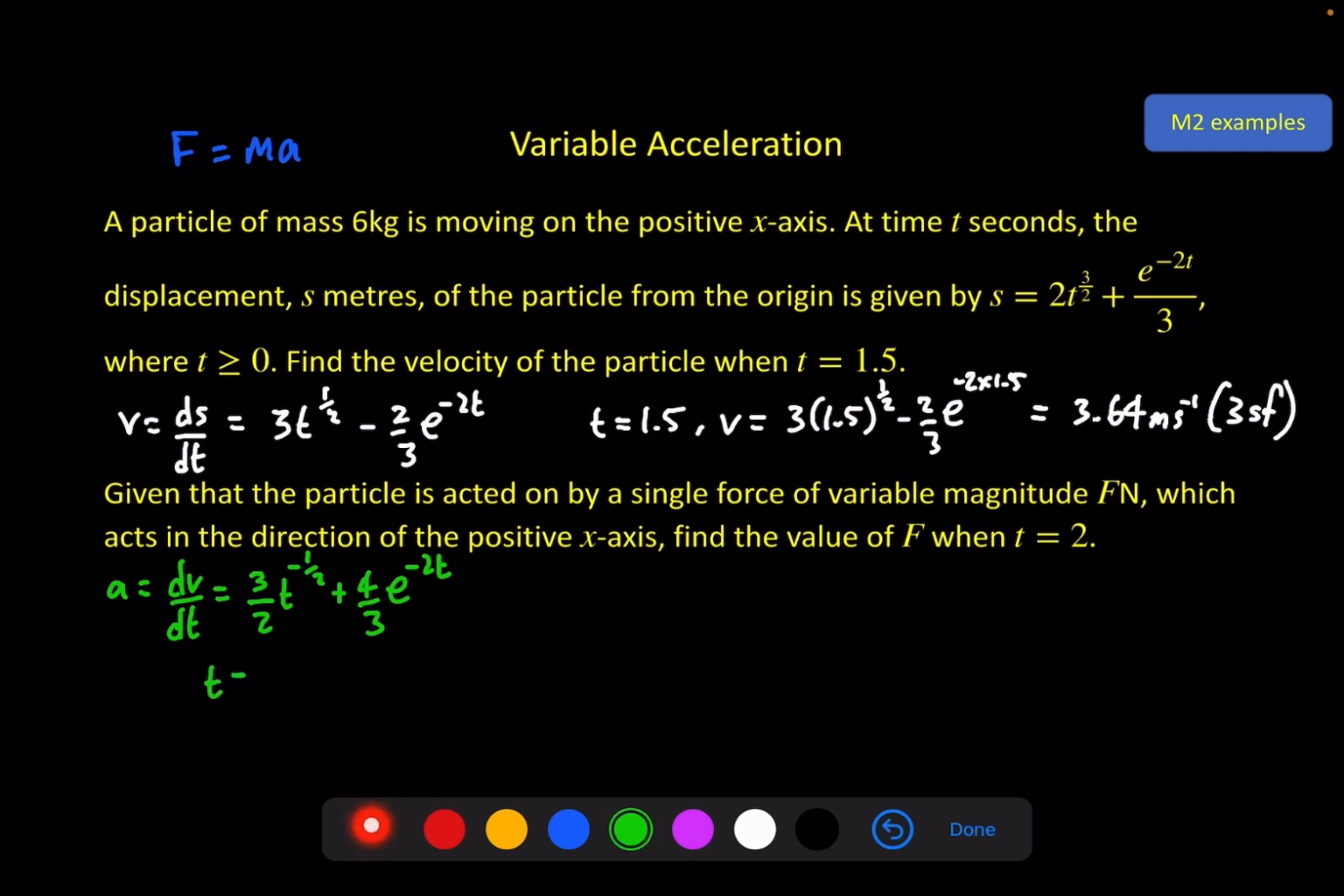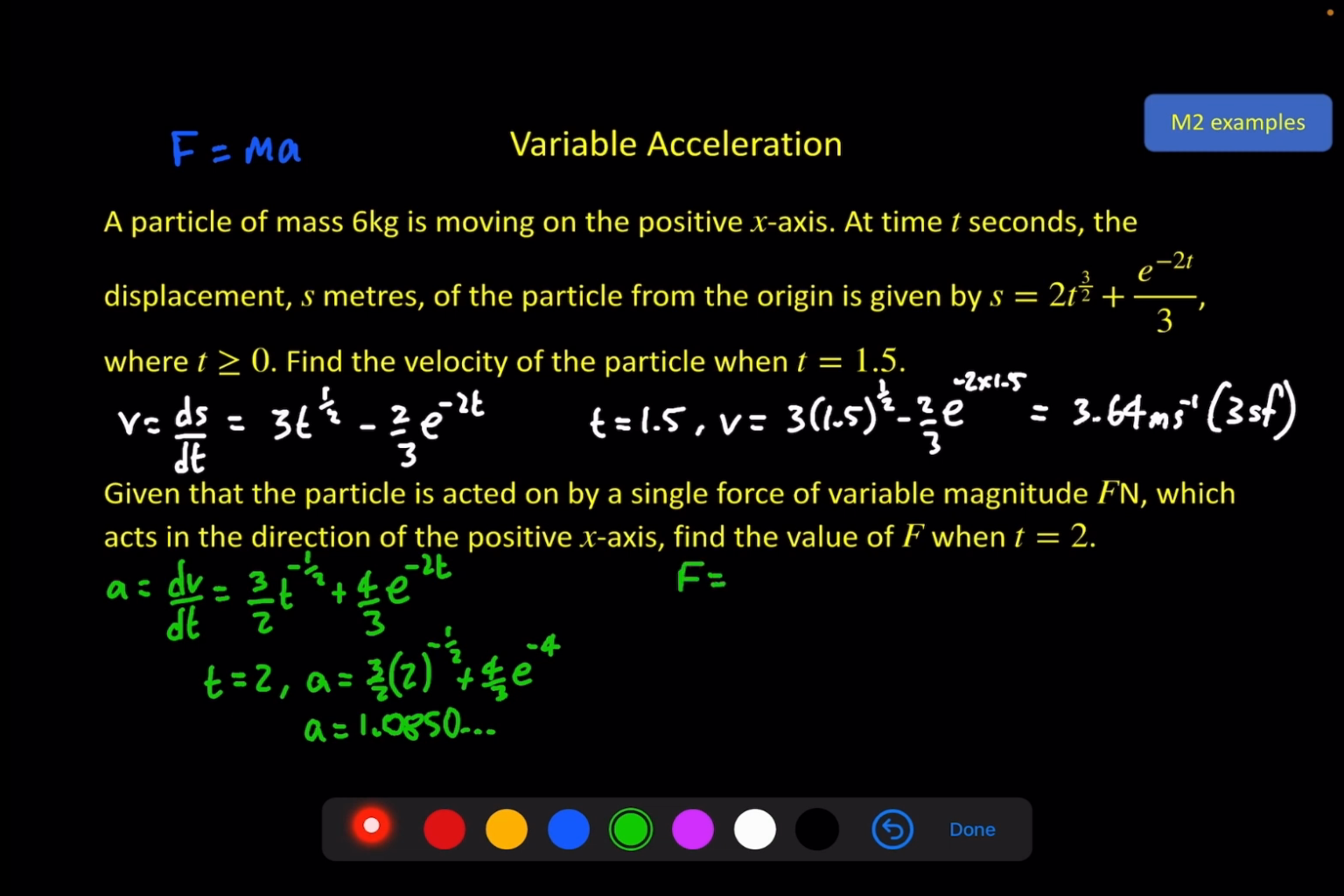So when t is equal to 2, putting that into this equation, 3 over 2, 2 to the minus 1/2, plus 4 over 3, e to the minus 2 times 2, which is minus 4. And that gives me an answer of 1.0850 dot dot dot. Don't round that yet, because we still have another calculation to do.